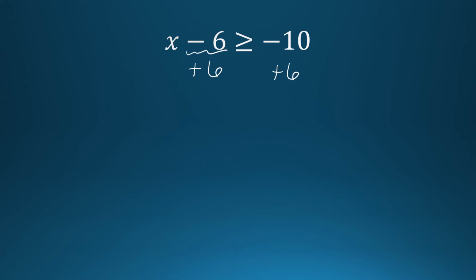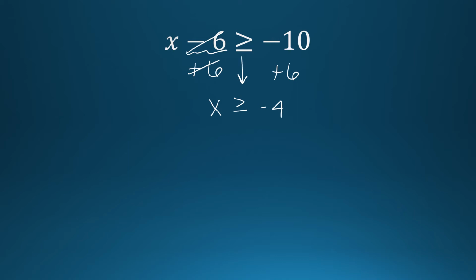When we do that, on the left-hand side, these two are going to cancel out because minus 6 plus 6 gets you 0. So we will have x is greater than or equal to, this symbol is just going to come right down. When you're adding a number to both sides, this symbol stays the same. It comes down, and then we have negative 10 plus 6, which gets us negative 4.